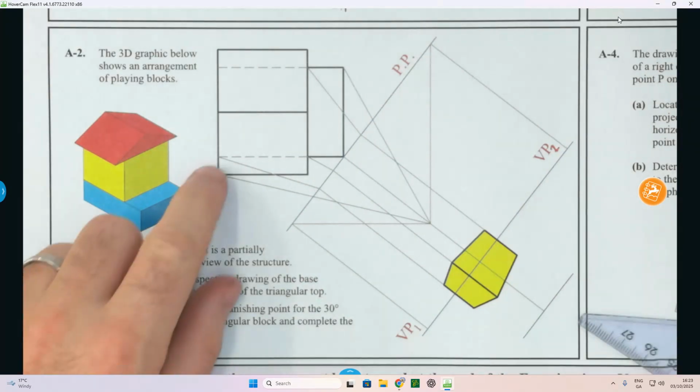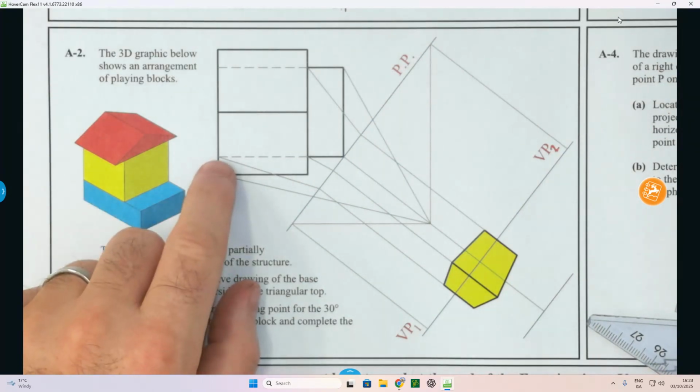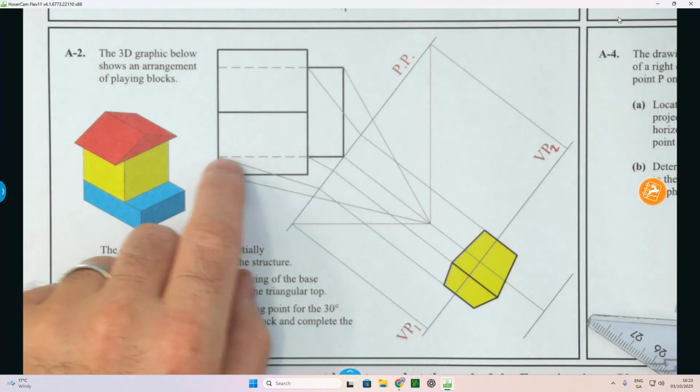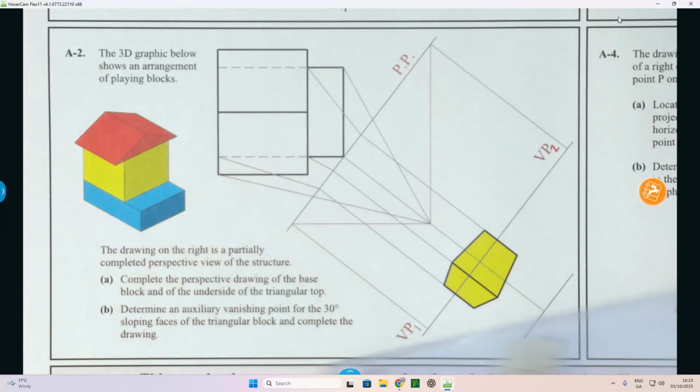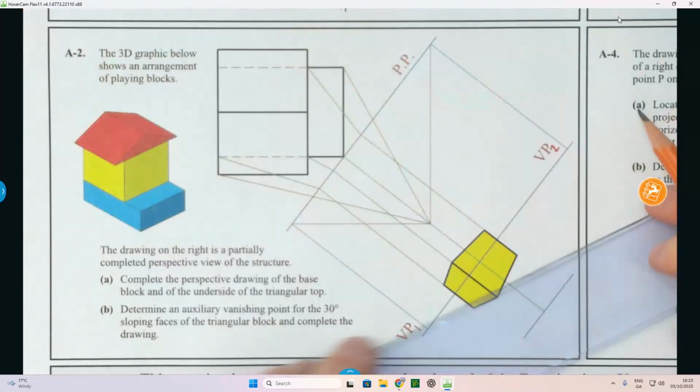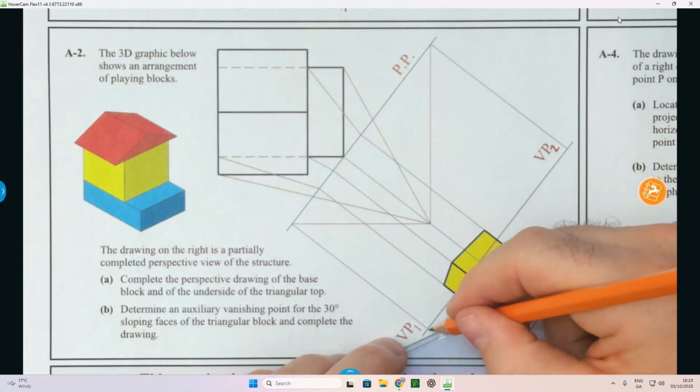Now, if I look here, the blue block, that's represented by the hidden detail face. So that means it's going in that direction, which means I have to use VP1. So, from VP1 there, I'm going to go from VP1.